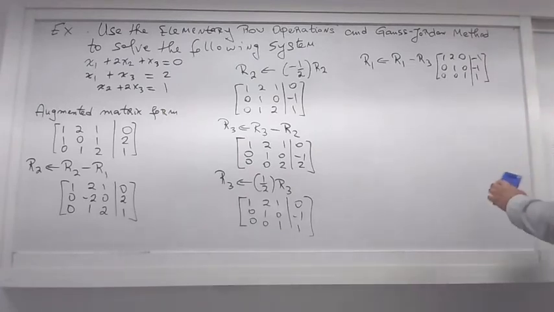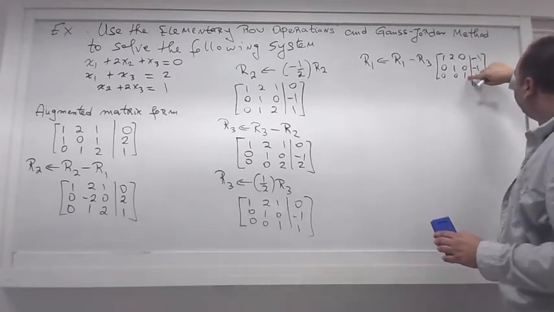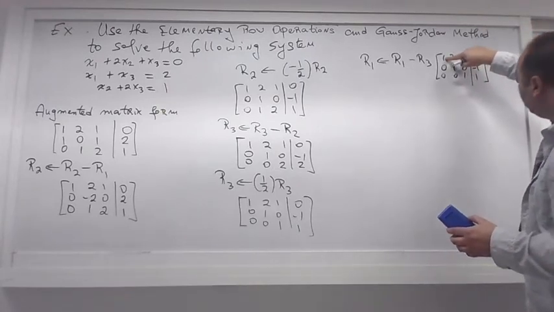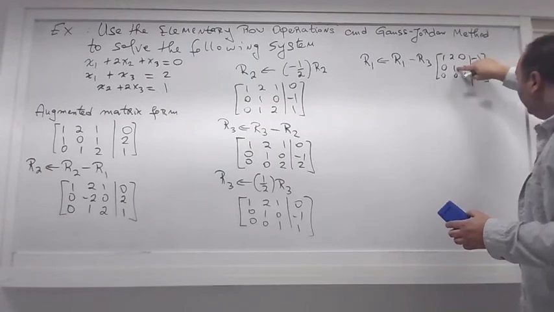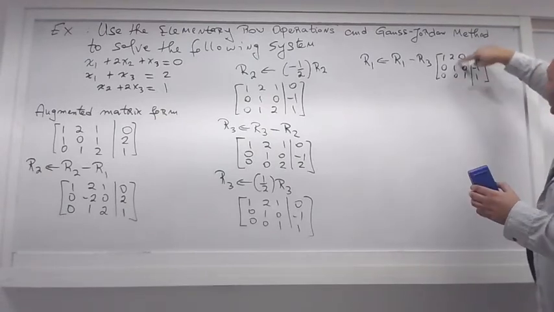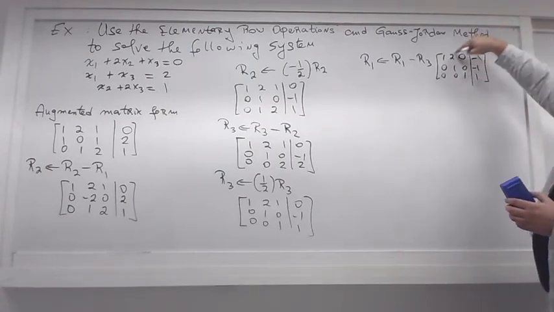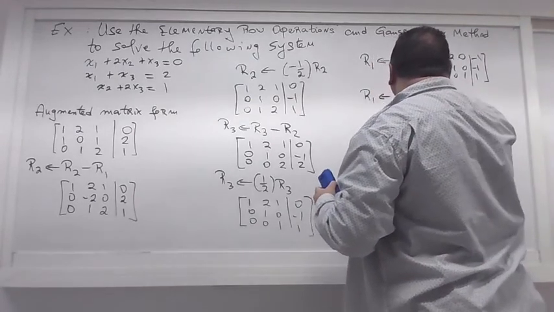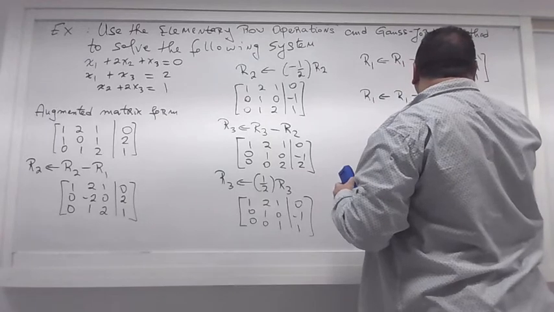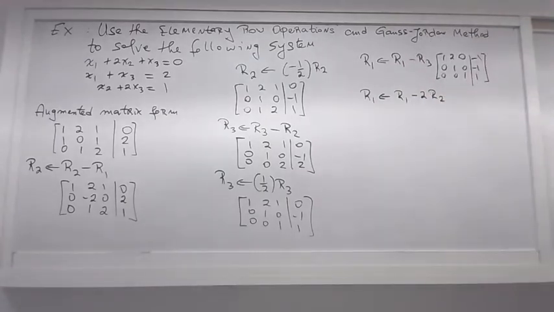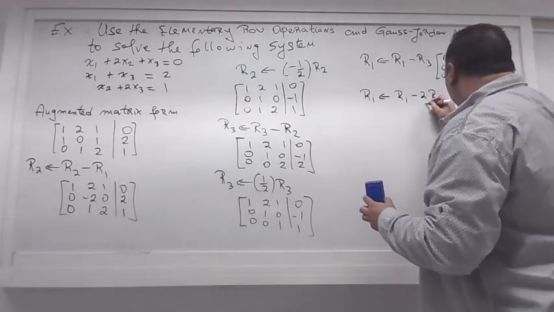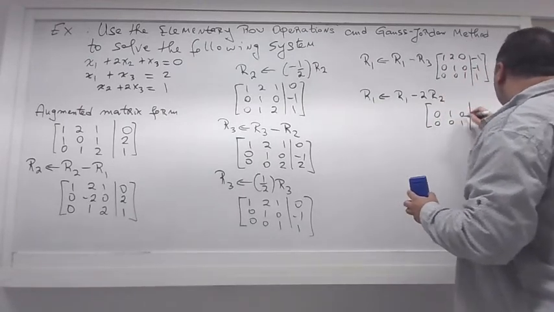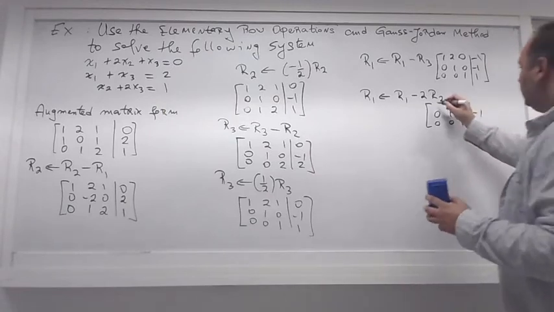Now, I have my leading entry and zeros above and below. Below there's nothing. I have my leading entry, zeros below. There's nothing above. Leading entry, there are zeros below. Good job, but I need to produce zeros above also. So I need to kill this guy. So I take row 1, replace by row 1 minus 2 times row 2. Let's do that. So last row doesn't change. Second row doesn't change. First row changes.